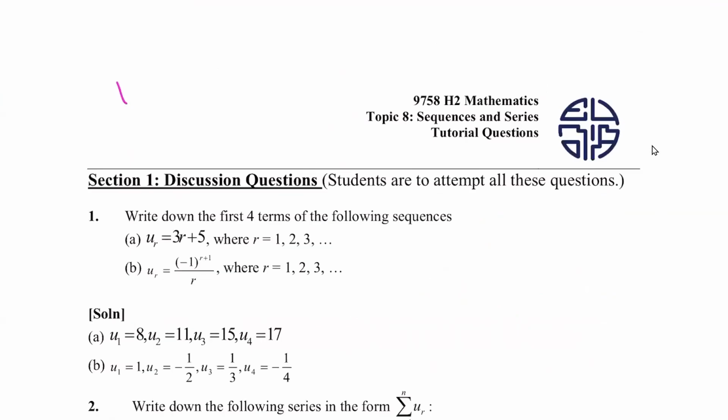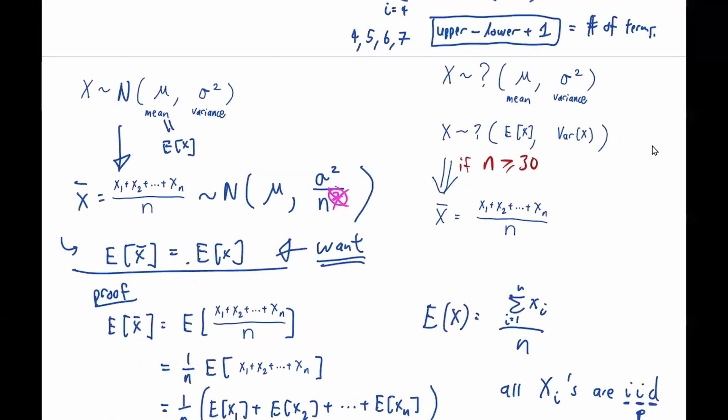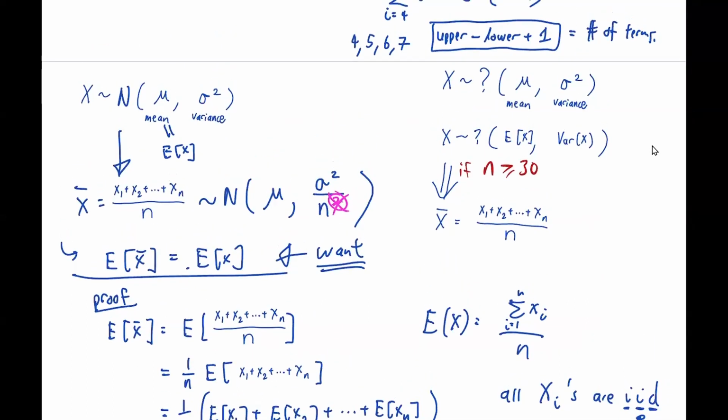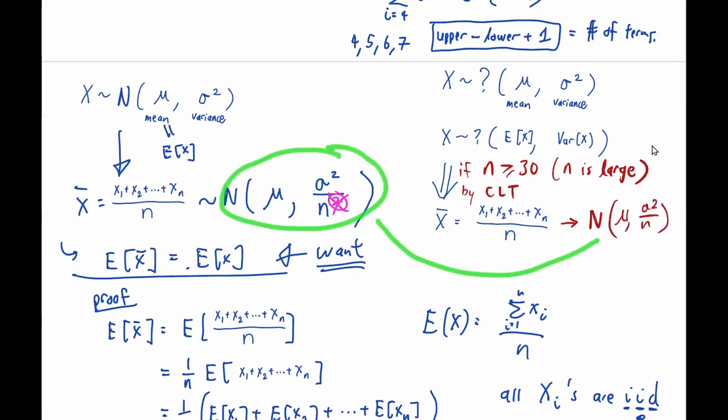Oh, wrong file, wrong page. Wait. Yeah, so here, what happens when n is more than or equal to 30, or n is large? Sometimes the question won't specify the value of n. We're going to assume that it is large. Then we can quote central limit theorem. We'll say that X bar approaches in distribution a normal distribution with mean mu, variance sigma square over n. So you realize that it's exactly the same as the previous one. This is called central limit theorem.